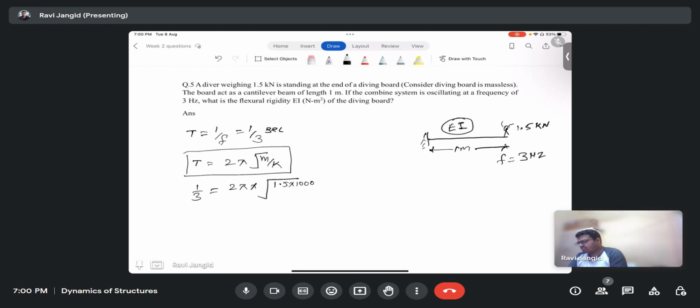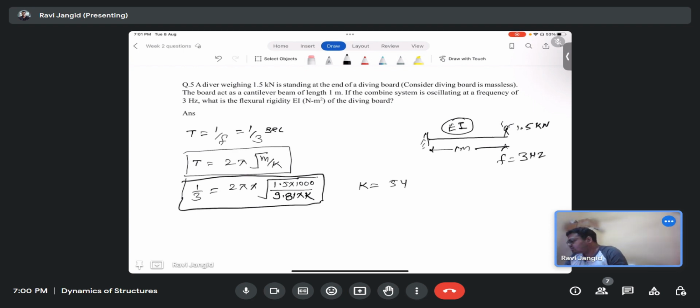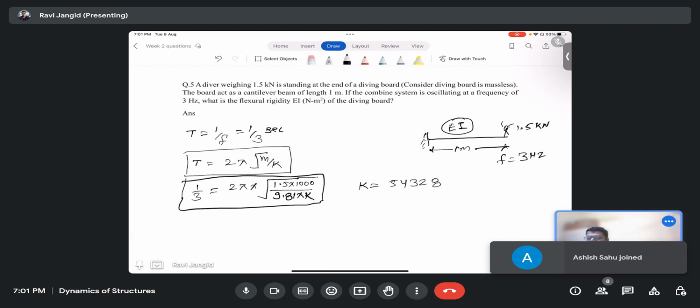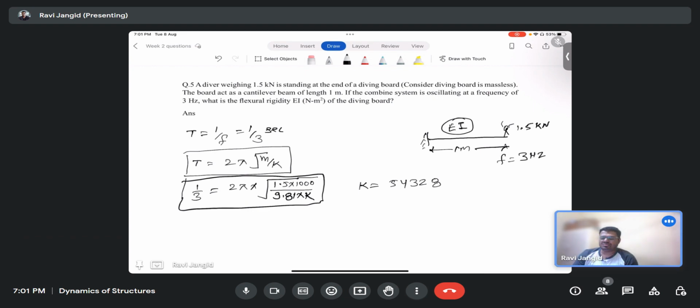Sir, is it 54326.25 Newton per meter? Yes, that is nearly correct. If I solve this, I am getting K equal to 54328. Someone is getting 326, so that may be due to the decimal places you are considering, so that's why you may get a difference.